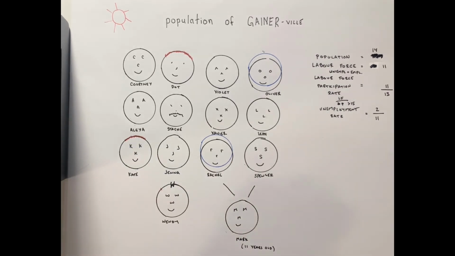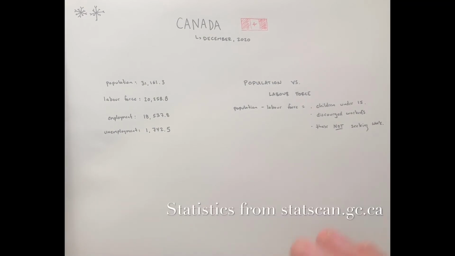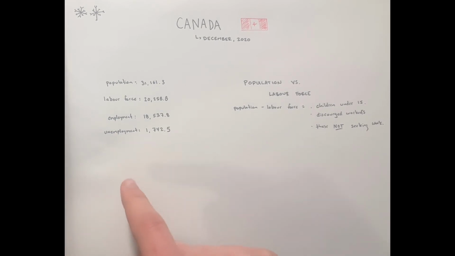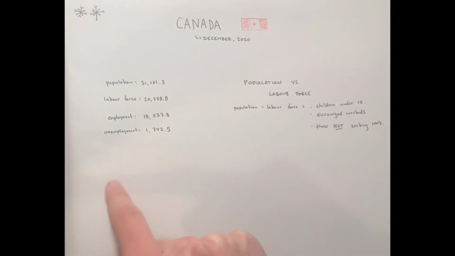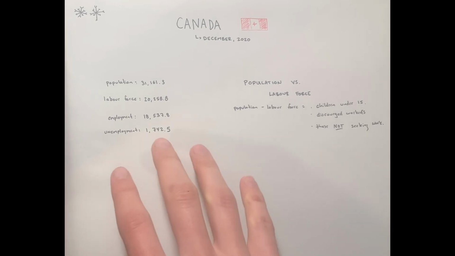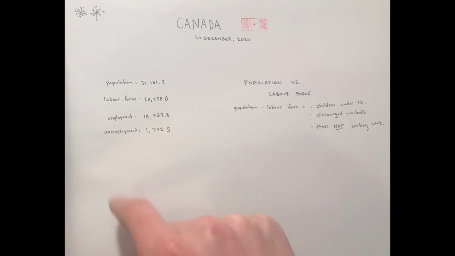And we'll go ahead and look at a real world example here of current day. All right, guys, we're going to leave Gainerville and go to Canada, to frozen tundra, to look at the last quick example here before we end. But these are statistics of December 2020. And these are the numbers, the population, labor force, employment, and unemployment of Canada. Just multiply these by thousands. I just didn't want to write out thousands, and that's how it was listed in the table.